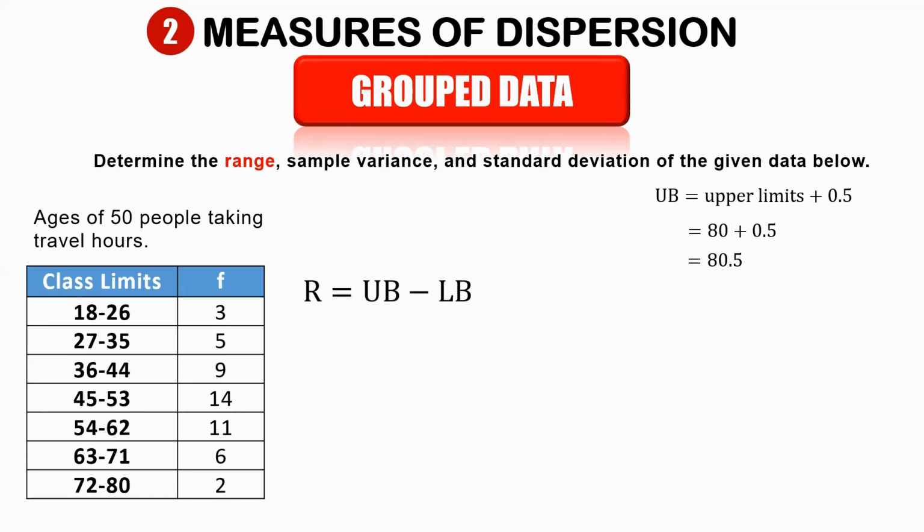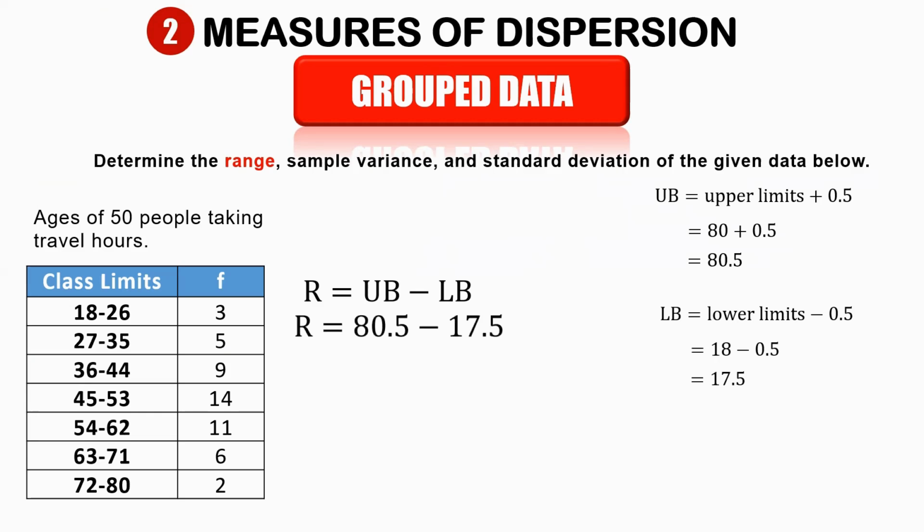Now let us take a look at the lower boundary. That is the lower limit minus 0.5. We are going to look for the lower limit, which is the lowest limit in our given data. So that is 18. So 18 minus 0.5, that is equal to 17.5. So now we already have the upper boundary and the lower boundary to substitute into our formula. 80.5 minus 17.5, that is equal to 63. So therefore, the range of this data is equal to 63.